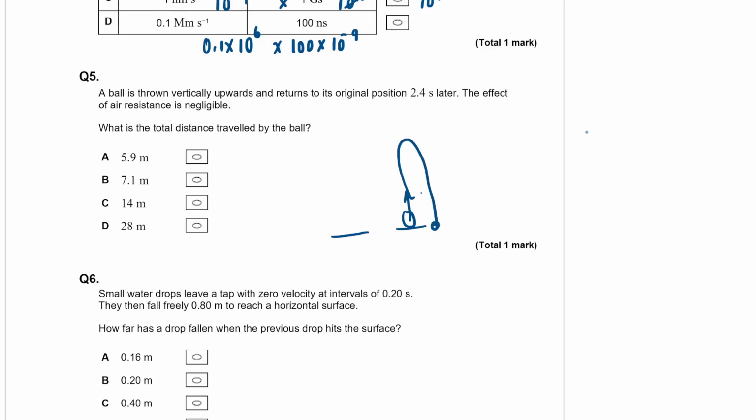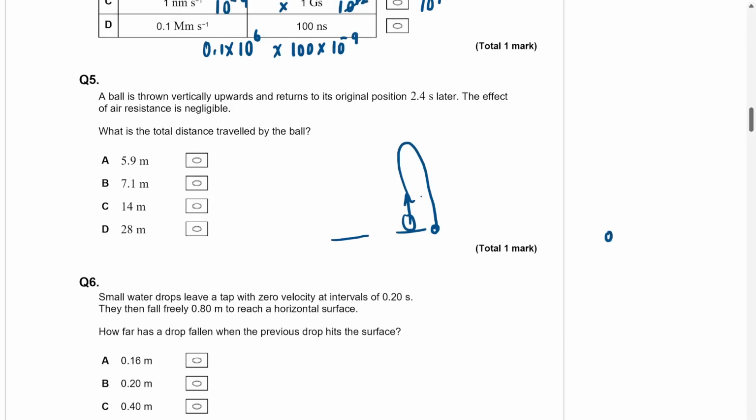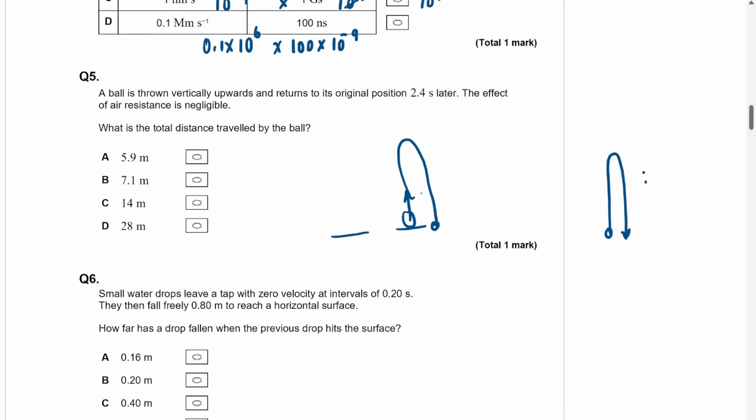Why am I making wrong diagrams? Okay, let's just try. Wait, I think my laptop is not perfectly straight. That's why my figures are not coming perfectly straight. Okay, so my ball is going vertically upwards and, oh, that's perfect. So this is 2.4 seconds later. The effect of air resistance is negligible. What's the total distance traveled by that ball?